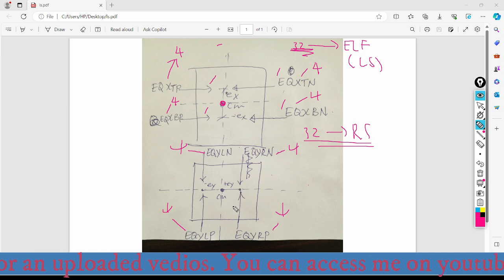That means one positive and one negative case. So every direction will need two combinations. Totally we'll have 8 combinations for the linear static case and 8 combinations for the response spectrum, and totally we'll have 16 load combinations for the linear static cases and response spectrum load cases. I will try to show you, I have already analyzed it.